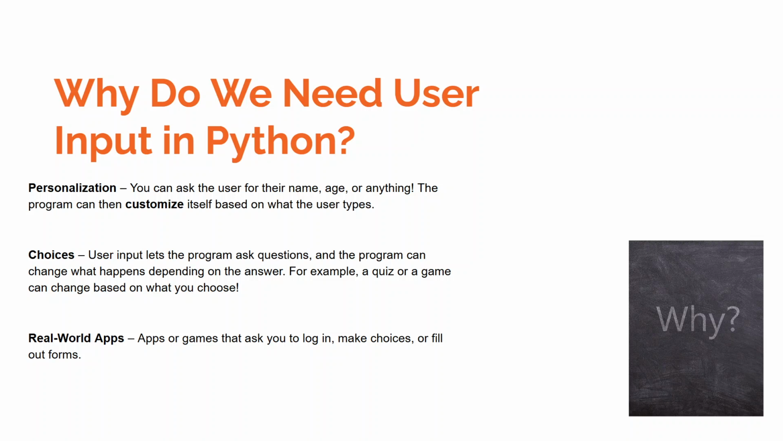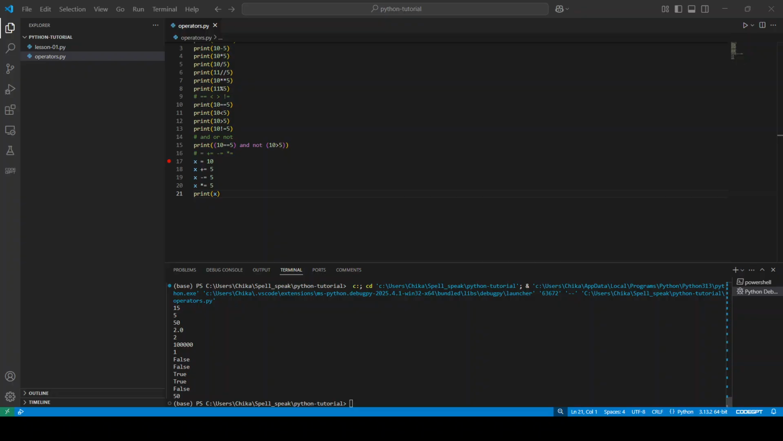Now that we know what user input is and why we need it, let's go ahead and create our very first user input. Go ahead and open Visual Studio Code. I'm going to create a new file and call it user_input.py.